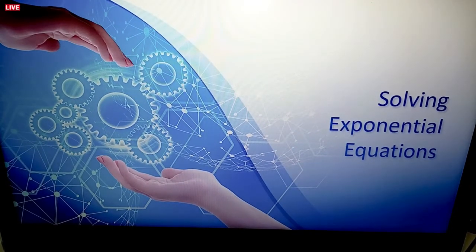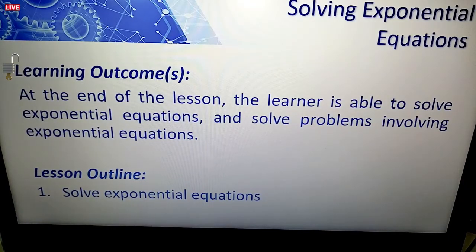Good day, everyone. Our lesson for today is about solving exponential equations. Learning outcomes: at the end of the lesson, the learner is able to solve exponential equations and solve problems involving exponential equations.